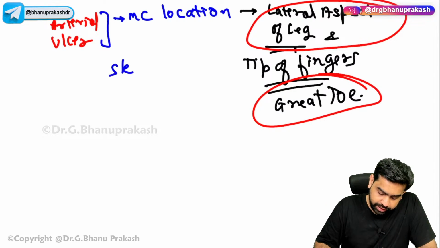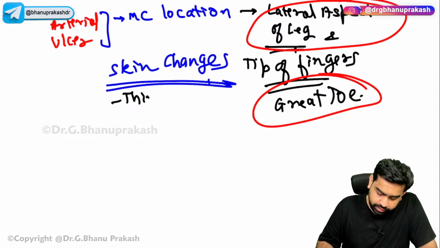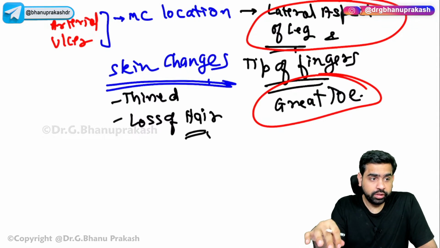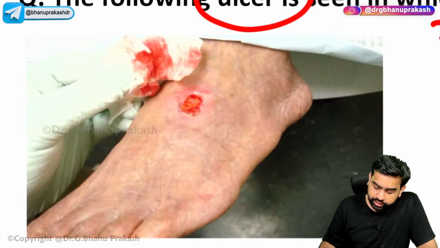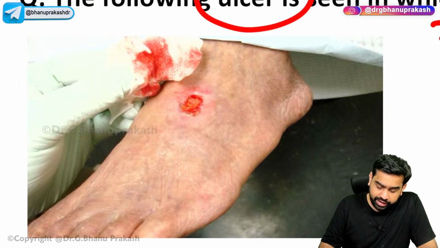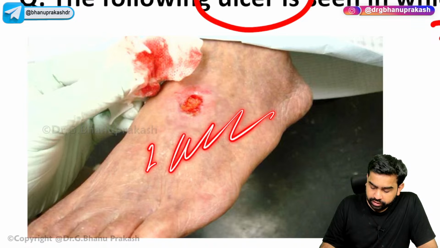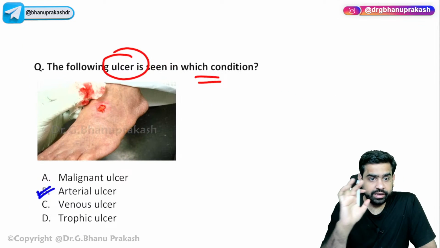Okay, now what else? There are skin changes which develop in the surrounding skin. So what are these particular skin changes? The skin becomes very thin and there is loss of hair. So all these are the things which are associated with an arterial ulcer. Are you able to appreciate this? So this ulcer occurs on the lateral aspect of the leg, and the skin is very thin and there is loss of hair. This is what you need to understand about arterial ulcers.